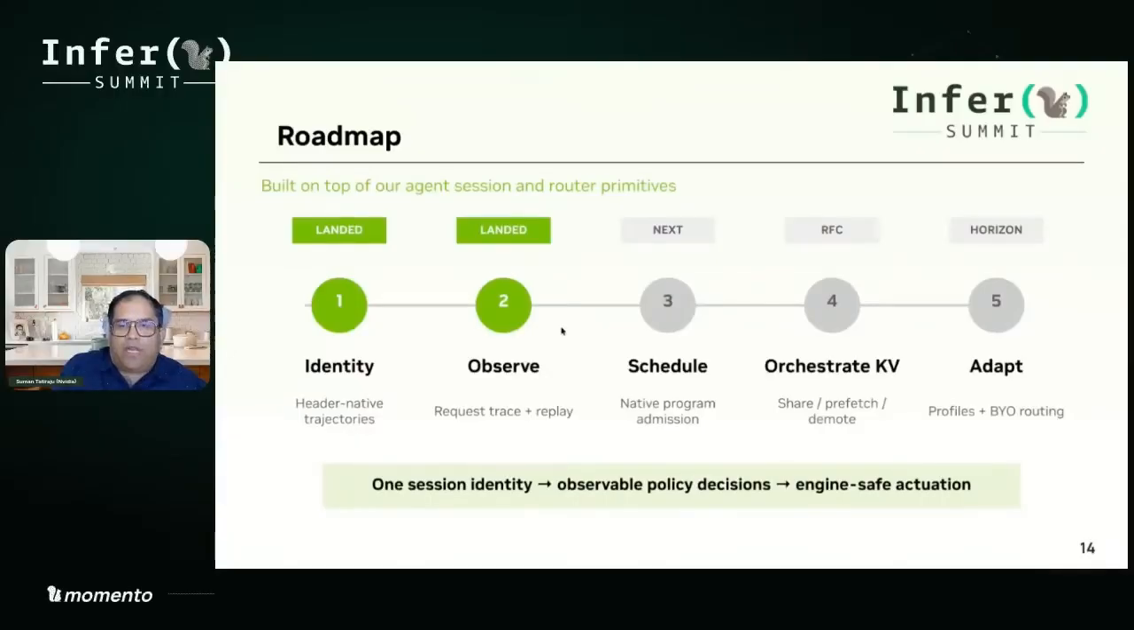And the RFCs that we have are for the caching layers. Now, can we optimize knowing the structure? How do we optimize for KV cache? At the horizon, we expect that we can bring in your own routing algorithms and profiles. But the goal is to have one single session identity and observable policies. The engine still is the authority here. These are all hints that the engine can use.